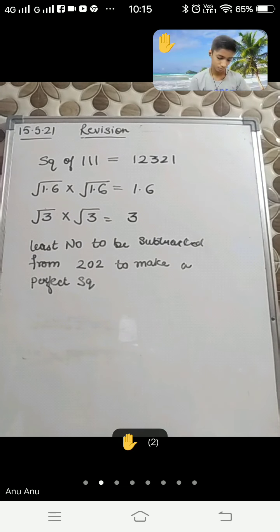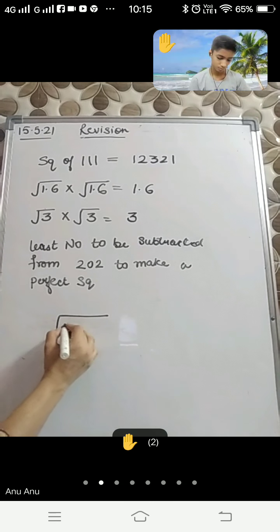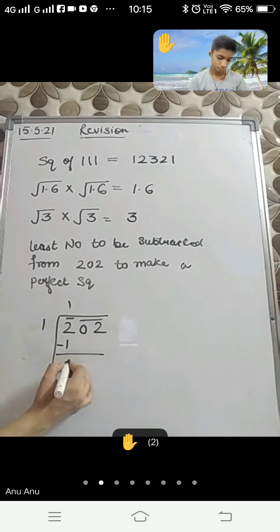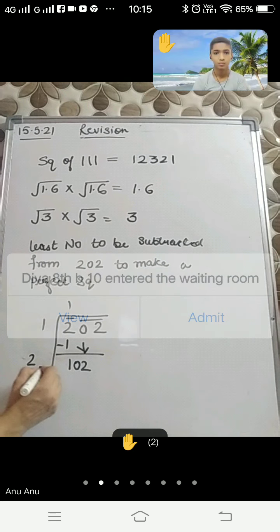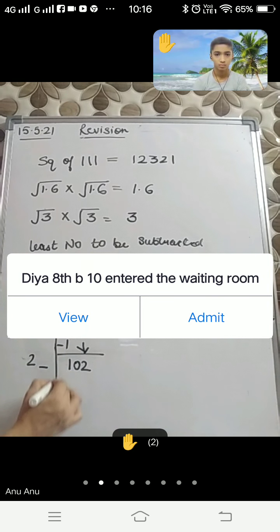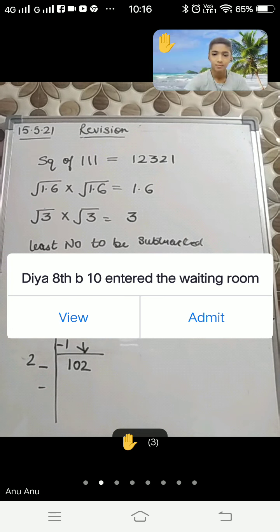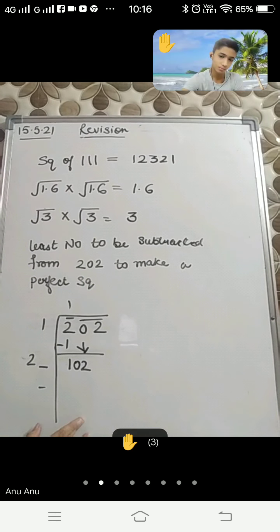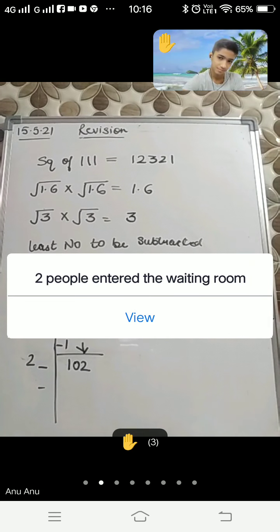Now the next is the least number to be subtracted from 202 to make it a perfect square number. In case of subtraction and addition, you know that we have to go for the long division method. Make the pair from the right side. 1 one is 1, remainder is 1. Take the next pair down. Double of 1 is 2. Which same digit should I write here to get 102? If we will not get 102 exactly, you will take the number smaller than 102.